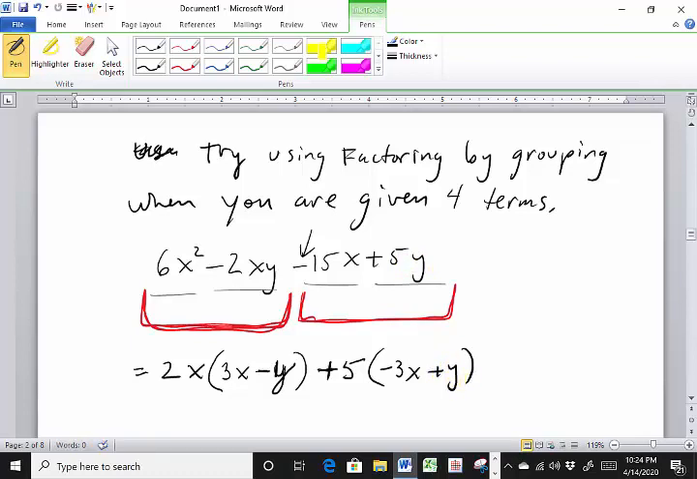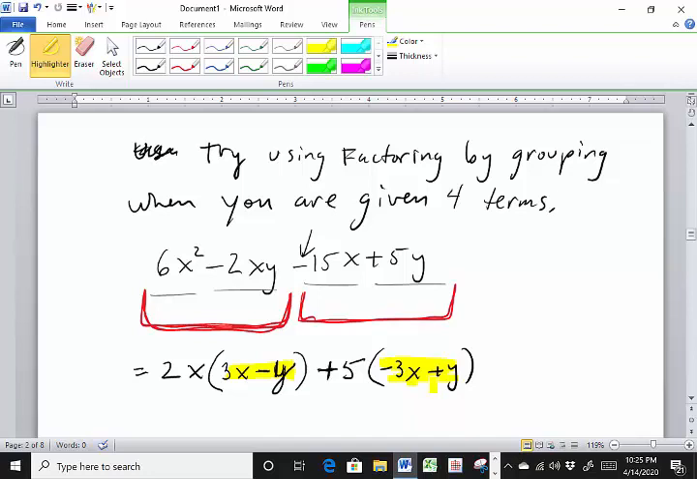Now, if you look at this and this, it's really close to being the same, but they're opposites. One says 3x, the other says minus 3x. One says minus y, and the other says plus y. So it's off by a negative sign.